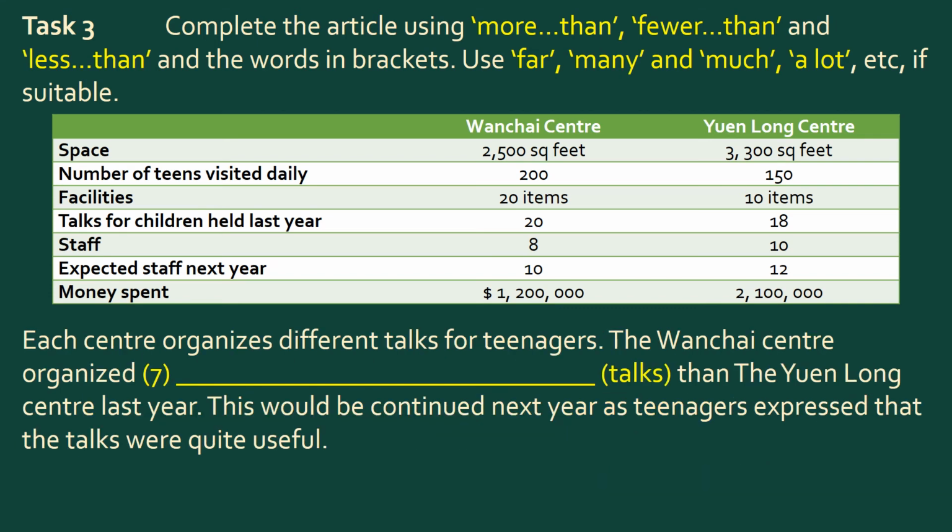Each center organizes different talks for teenagers. The Wan Chai Center organized number 7, talks, than the Yuen Long Center last year. This would be continued next year as teenagers expressed that the talks were quite useful.